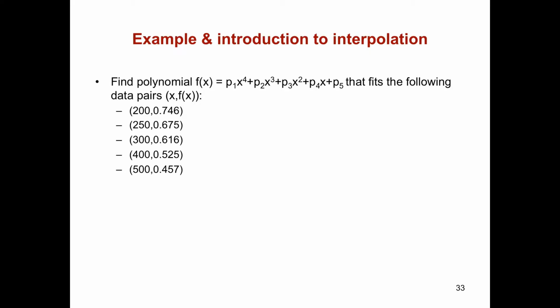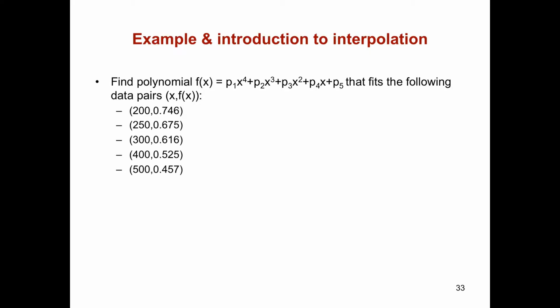So this is just a quick exercise. Let's say that I'm finding a polynomial f of x that has coefficients p1, p2, p3, p4, and p5. And I want that polynomial to fit completely the following data pairs. This is not a minus, this is just a list. So 200, 0.746, 250, 0.675, 300, 0.616, and so forth.